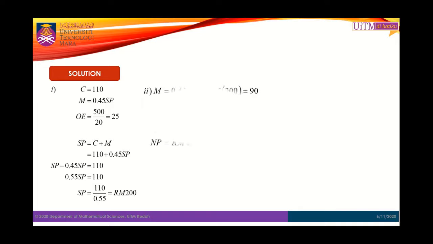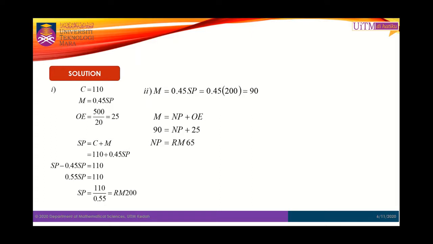The second question asks you to find the net profit. Remember that the gross profit is simply equal to the operating expenses plus the net profit. In this case, the gross profit is given by 0.45 SP, which means that the markup value or the gross profit is simply equal to 90, by taking 0.45 multiplied by 200 ringgit, the selling price.